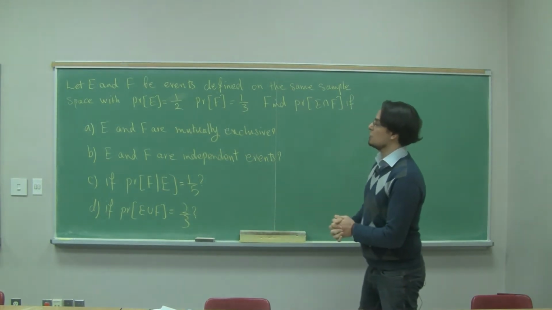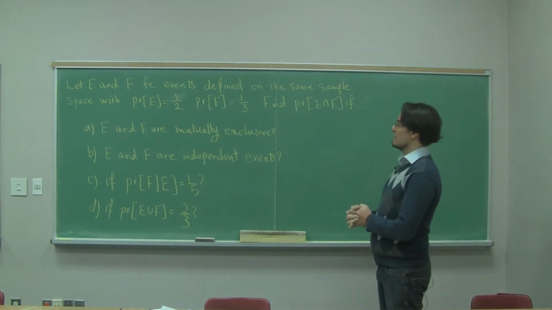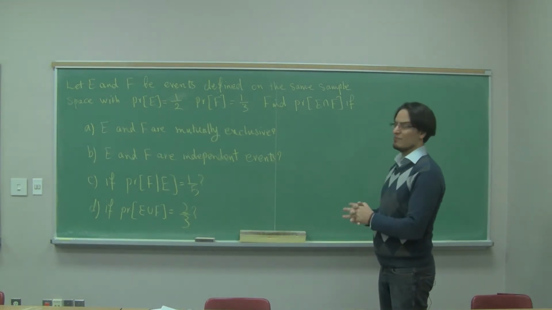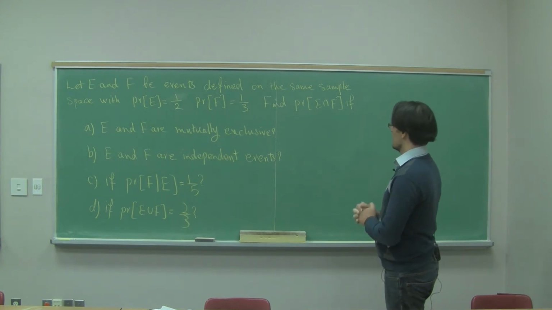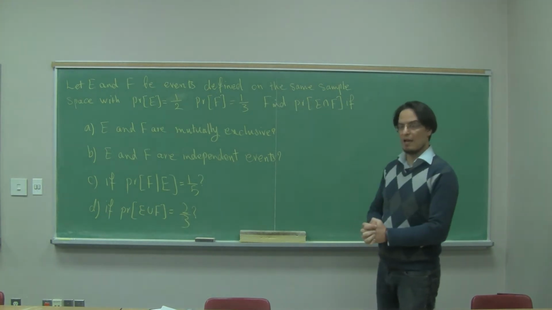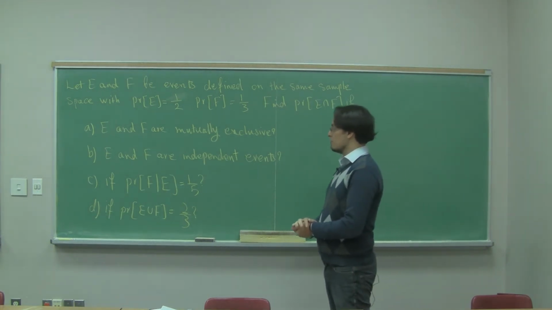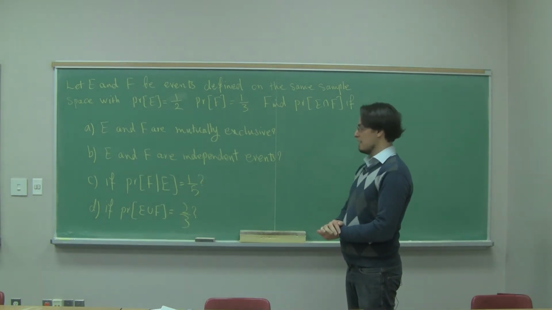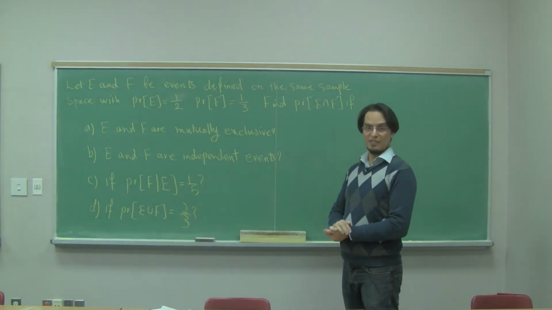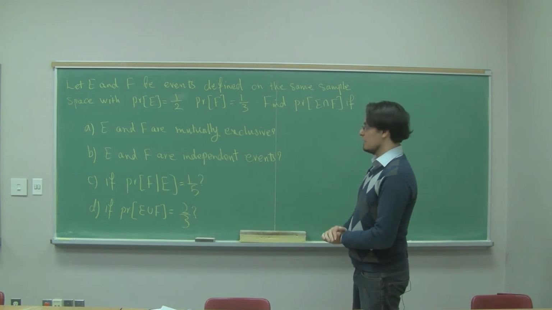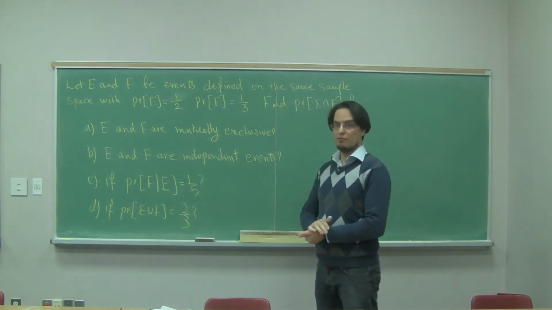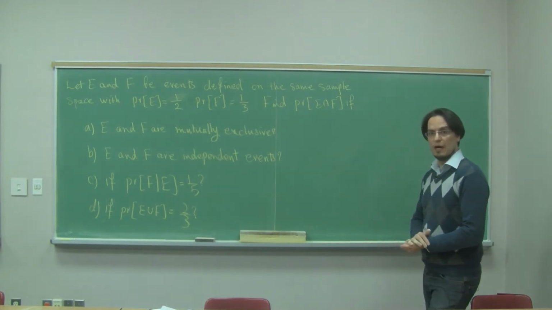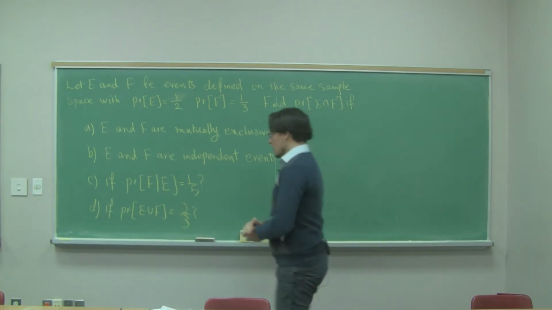Let's see. The question starts like this: let E and F be events defined on the same sample space with the probability of E given as 1/2, the probability of F given as 1/3, and the question says find the probability of the intersection of E and F. Part A says E and F are mutually exclusive, part B says E and F are independent events, part C says that the conditional probability of F given E is given, and in part D, the probability of the union is given, and we have to use that plus the other information to find the probability of the intersection. So I'll go one by one.